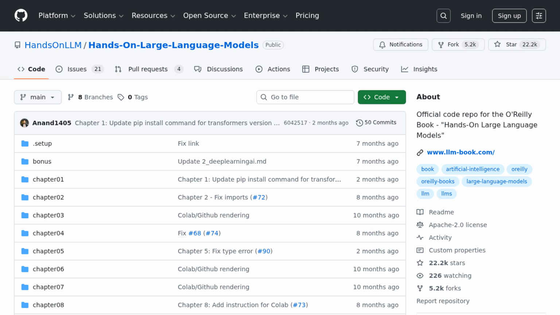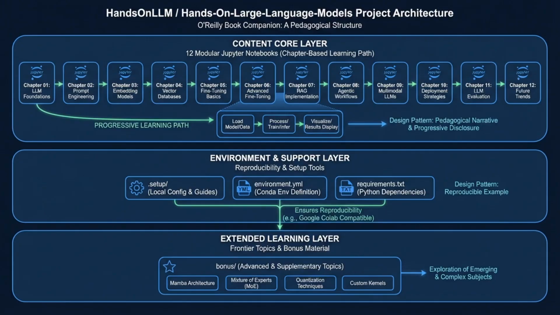The repository hosts 12 Jupyter notebooks, each mapped directly to a chapter in the book. It has accumulated 22,212 stars in total, with 469 added in a single day. There are also 5,192 forks, which is a strong signal that people are not just reading it, but actively working with it.